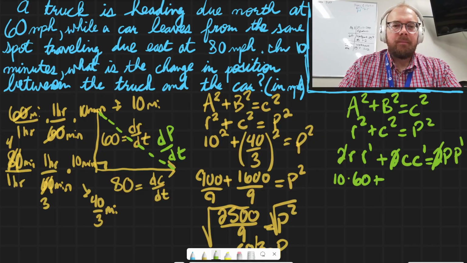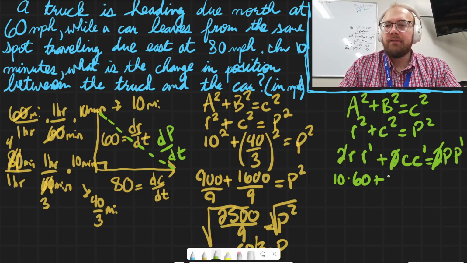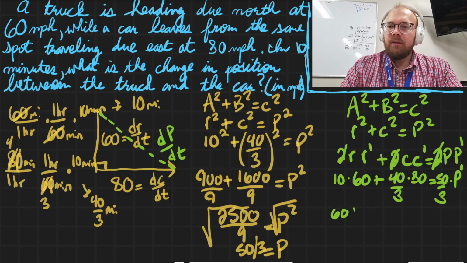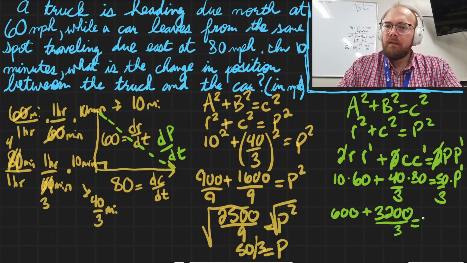Then for the car's position, it's 40 thirds. Its change in position is 80. And then for P, we found out that was 50 thirds. And we're trying to find its change in position. Okay. So then that's going to be 600 plus, then 8 times 4 is 32, 3200 thirds is equal to, and then that's just going to be 50 thirds P.